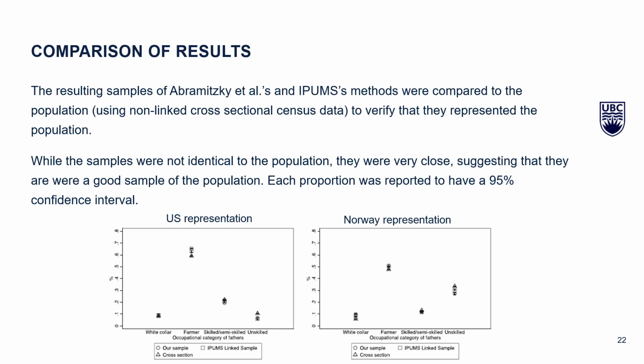The resulting samples of both methods were compared to the actual population using non-linked cross-sectional census data to verify that they represented the population. As you can see from the figures, which plot the occupational structure of the fathers from the initial census year, the samples were not identical to the population. However, they were very close, suggesting that both methods actually produced good representative samples.